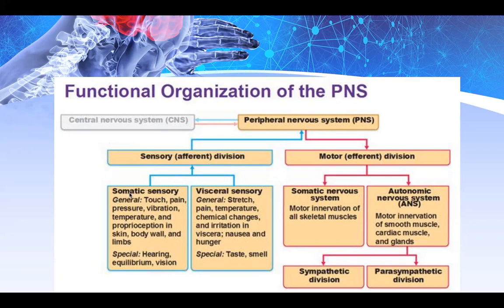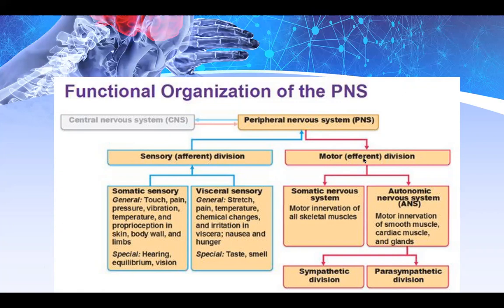Under the somatic sensory, we have the sense of touch, pain, pressure, vibration, and temperature of the body wall and the limbs. In the visceral sensory, we have the stretch, pain, temperature, chemical changes in the body, irritation, nausea, and hunger, which is the taste and smell.